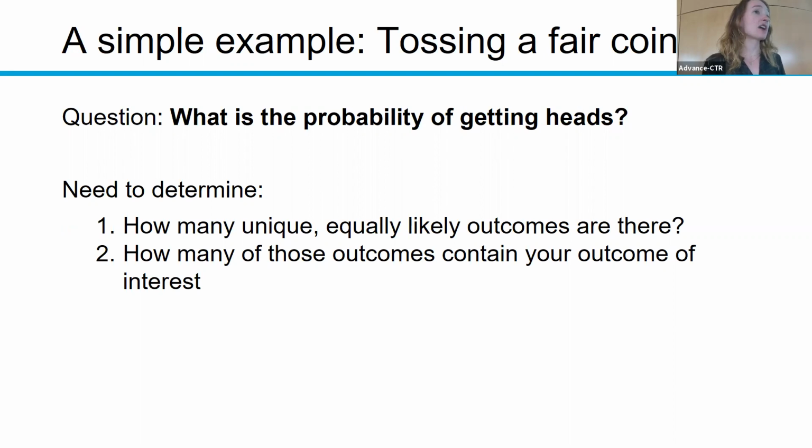Whenever you're asking about any probability, you want to answer two questions. One, how many unique, equally likely outcomes are there? And two, how many of those outcomes contain your outcome of interest? So when we are tossing a fair coin, we know that two things can happen, as long as something crazy doesn't happen and it lands on its side. And a fair coin means that the probability of it landing on one side or another is equally likely.